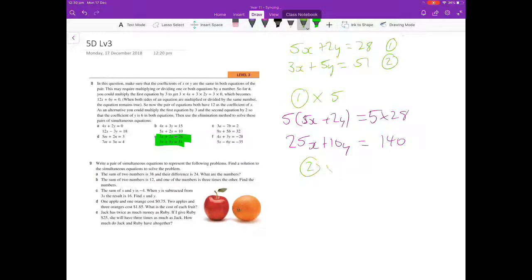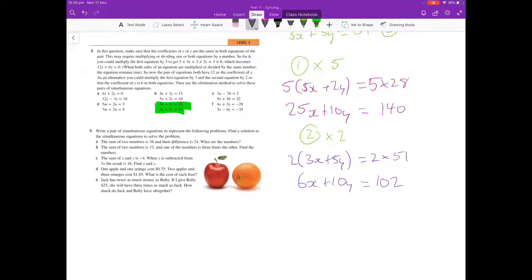I know, very exciting. And number 2, we now have to times by 2 to get to our 10y's again. 2 into all of the left, 2 into all of the right. And we end up with 6x's plus 10y's equals 104. 102, I'm losing my mind. Into the 40 and 4. 1 minus 2 gives us 25x plus 10y minus 6x minus 10y equals 140 minus 102.